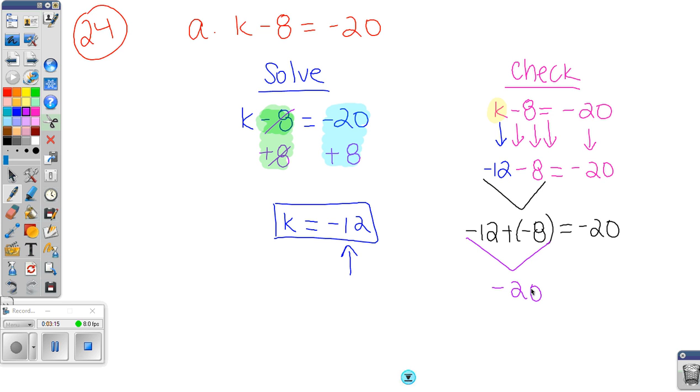And then I'll copy the rest of the problem down. Equals negative 20. Well, this is a true statement. Negative 20 is equal to negative 20. So the check allows me to confirm that I did get the correct answer, which is negative 12. K is equal to negative 12. So please, while you're making corrections, make sure that your work looks like mine. If you need more time, just pause the video. Otherwise, I'm going to move on to question B.